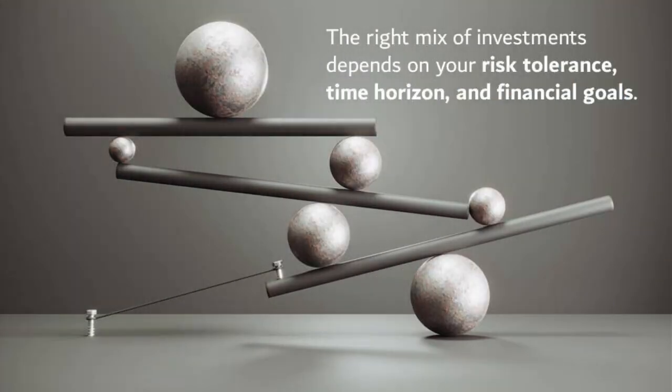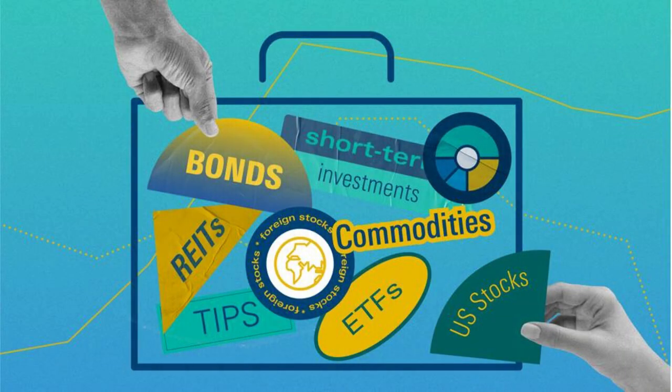The right mix of investment depends on your risk tolerance, time horizon, and financial goals. But generally, a well diversified portfolio often includes equities, fixed income assets such as bonds, real assets like real estate, or commodities such as gold, cash and cash equivalents, and sometimes alternative investments like private equity or hedge funds. In short, diversification is about balance, spreading your investment so that no single bet can sink your portfolio.